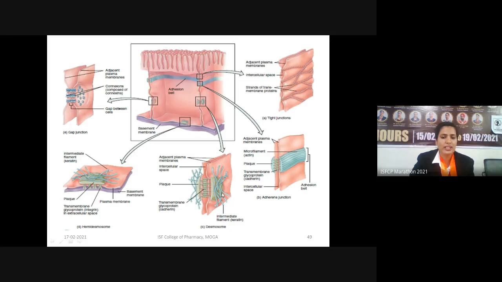Like in case of hemidesmosome, the transmembrane proteins are entirely different. These are the integrins, and there the cells are attached with the basement membrane rather than with another cell. So the last one we have is the gap junction. This is the junction in which the cells have some gaps in between them.